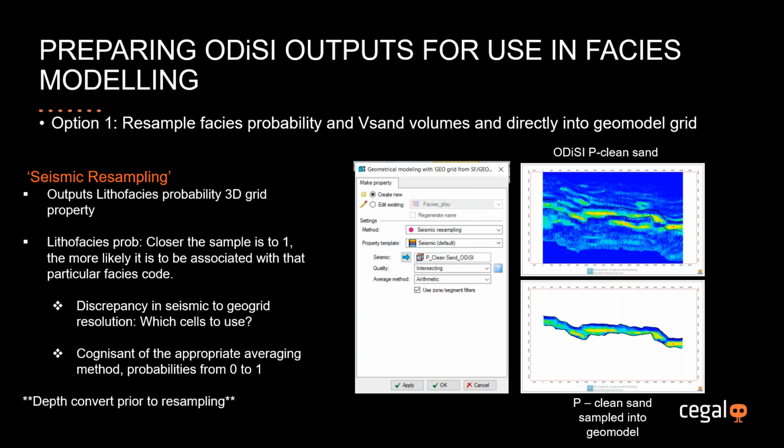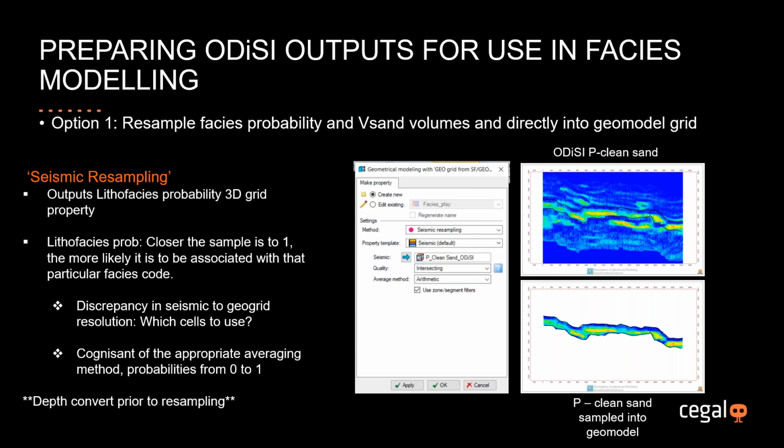A couple of key sensitivities here are the choice of which seismic cells to average. We usually allow contributions from all intersecting cells weighted by intersection volume. There are other techniques, but they take quite a bit longer and require quite a bit of caution. And the second thing is the choice of averaging technique. Because we have decimals ranging between 0 and 1 for the probability volumes, arithmetic averaging is typically appropriate, and we don't have to worry about more complex approaches like geometric or harmonic means.